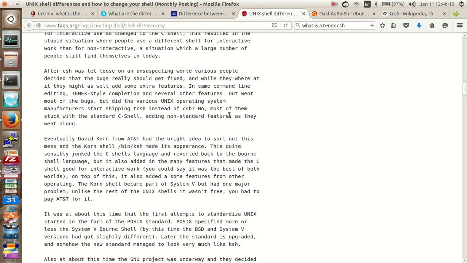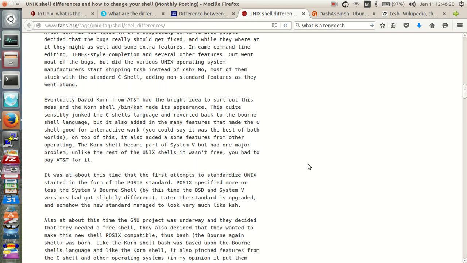/bin/ksh made its appearance. It junked the C shell language and reverted back to the Bourne shell language, but it also added many of the features that made the C shell good for interactive work. Basically the best of both worlds. So the Korn shell became part of System V, but had one major problem. Unlike the rest of the Unix shells, it wasn't free. You had to pay AT&T for it, and you still do.